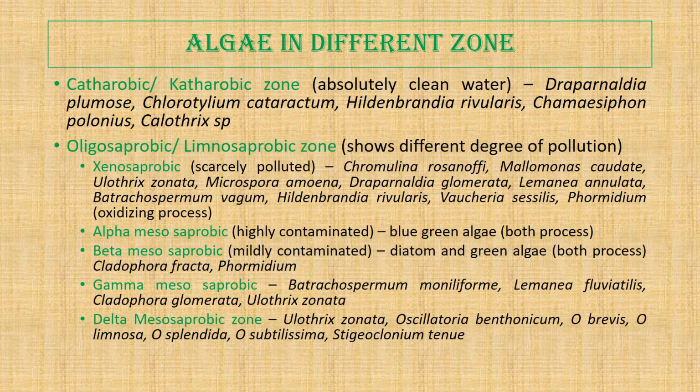Then mesosaprobic is divided into alpha, beta, gamma and delta saprobic. So mesosaprobic has mild to high amount of pollutants. This mesosaprobic alpha is highly contaminated, beta is mildly contaminated, and these are the associated algal species. You can pause the slide and read the names of the algal species.